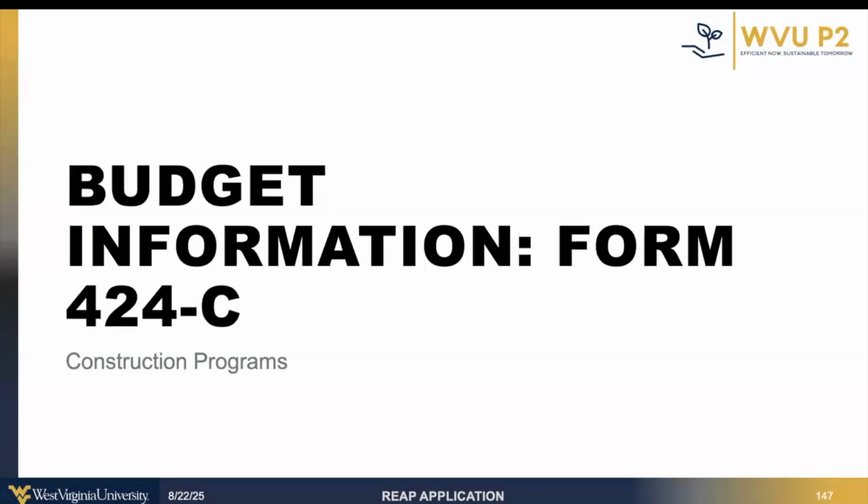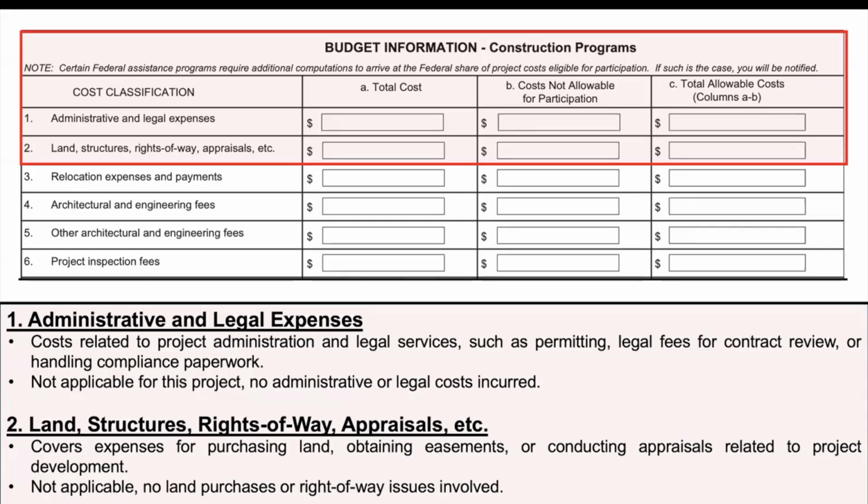Now we will go over the 424C Budget Information Form for construction programs. This form breaks down all project costs and how we categorize them for the REAP grant. Line 1 is administrative and legal expenses. These cover costs like legal services or admin support. For this project, we didn't have any, so it's 0.